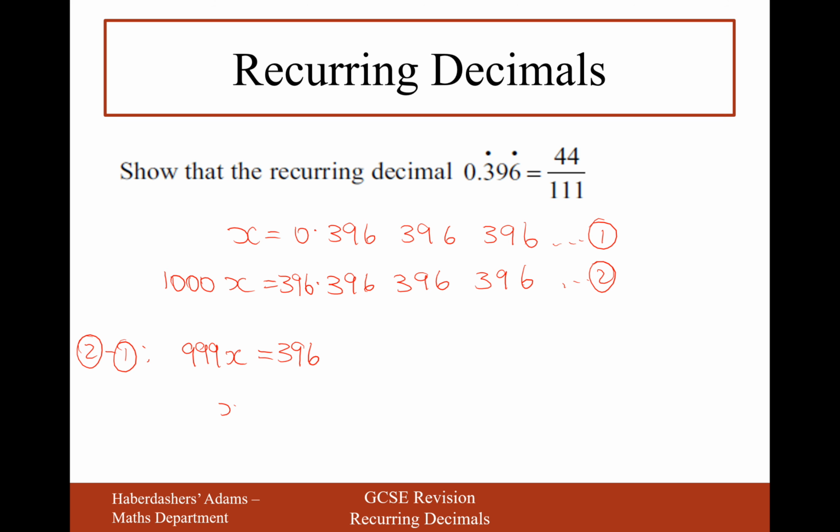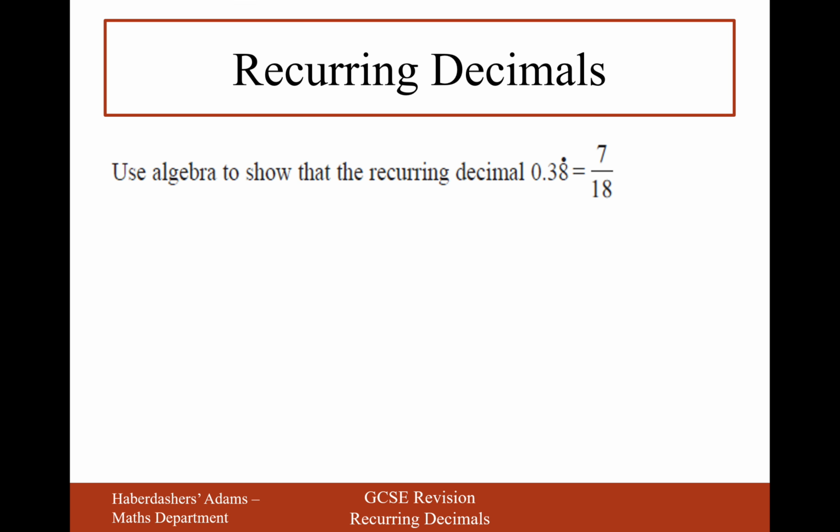So divide by the 999 and cancel out a factor of 9 from top and bottom, and you get 44 over 111. So there we are, that's the final answer. Let's move on to the next question.